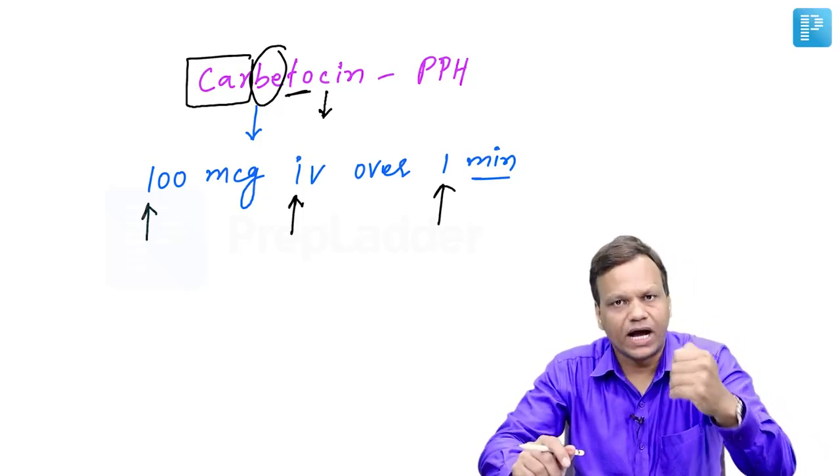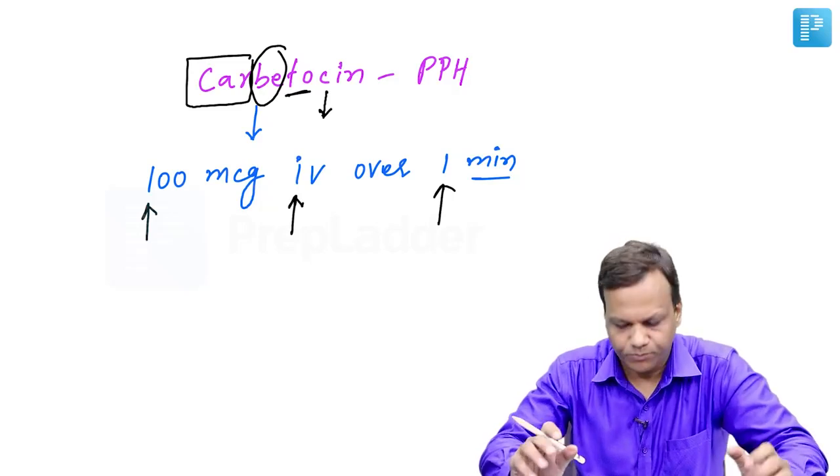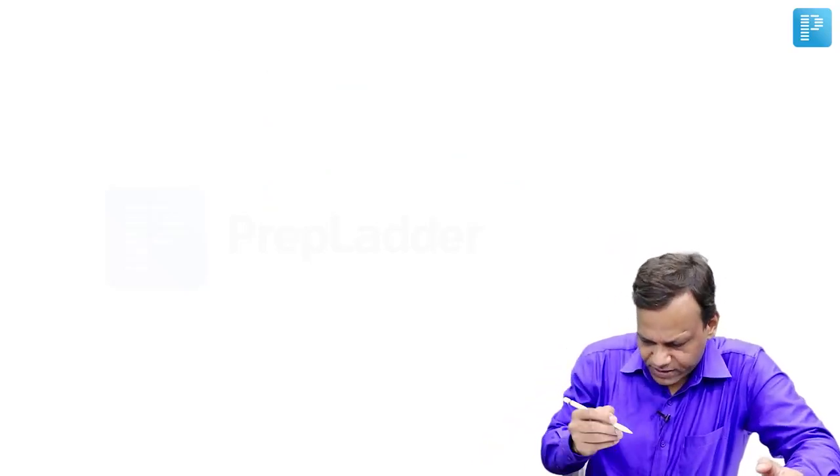Okay? So 100 microgram IV over 1 minute, carbetocin. Then coming to vasopressin.